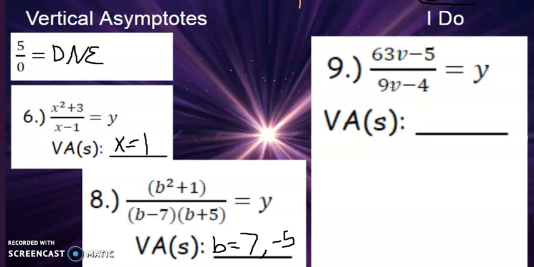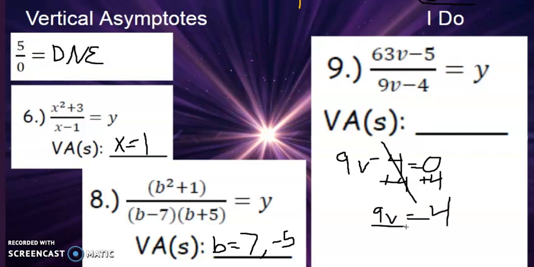And then the last one, 9v minus 4. We'll set this equal to 0. Solve for v. Add 4 to each side. 9v equals 4. Divide each side by 9. So we get our vertical asymptote: v equals 4/9.